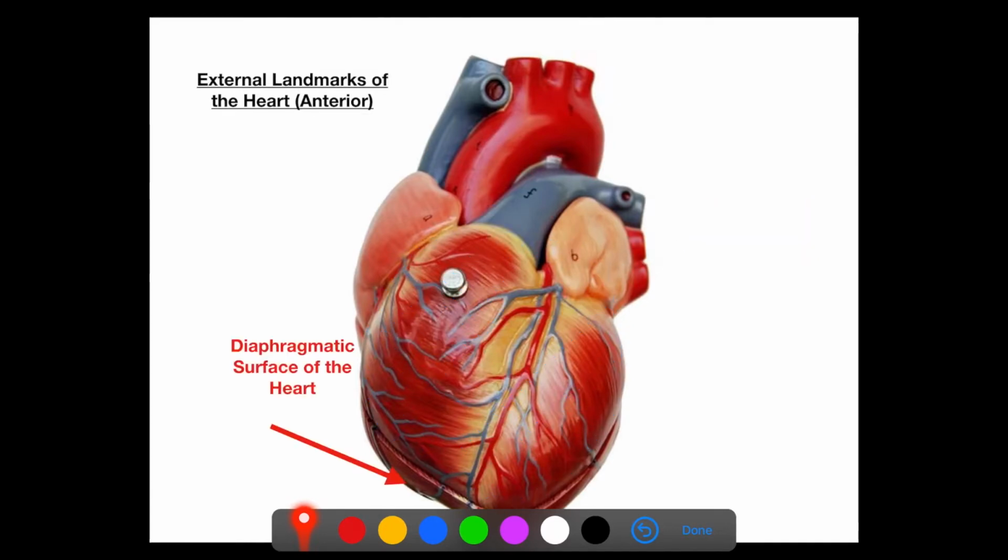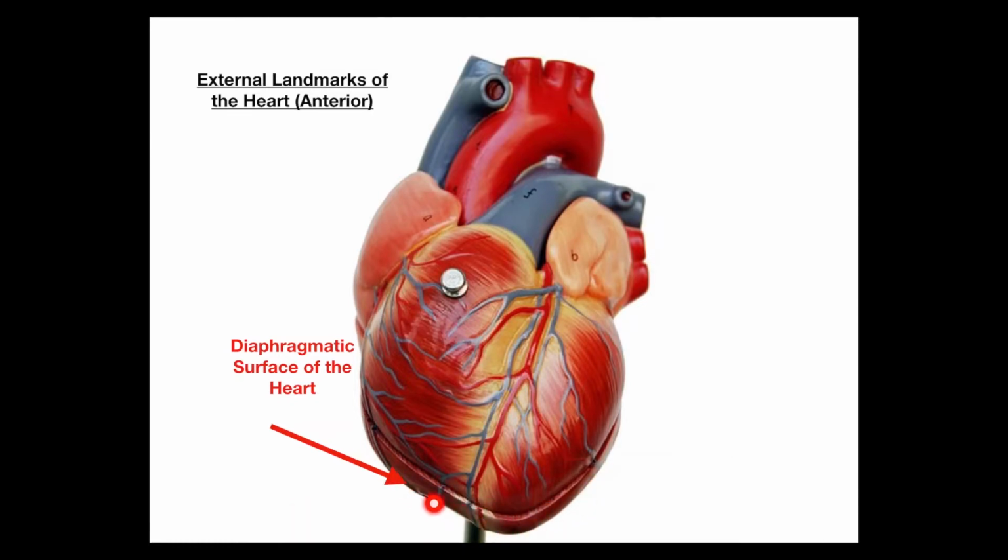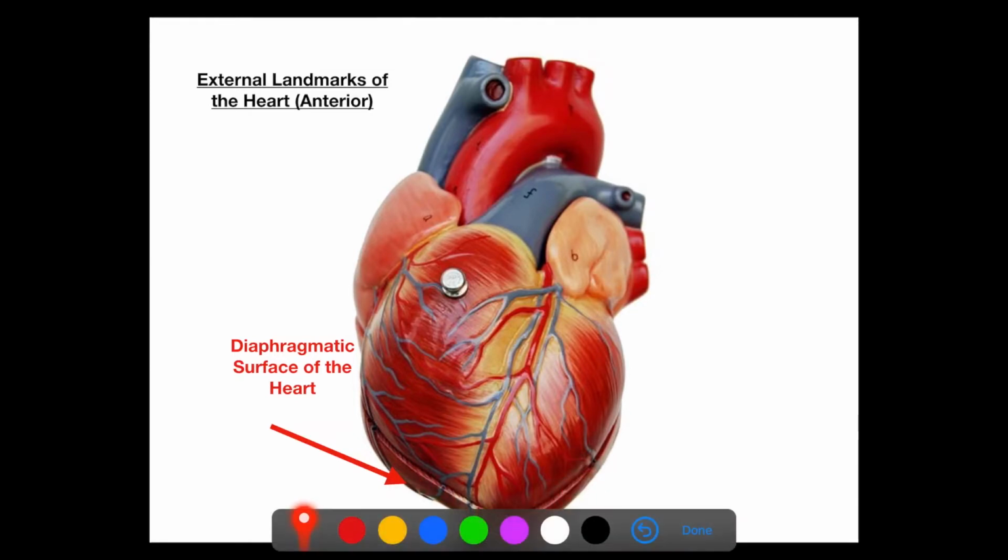The next surface we need to know is the diaphragmatic surface of the heart. Now don't be confused because it says diaphragmatic that it sits on top of the diaphragm, because it doesn't. The lungs do. But this is the surface closest to the diaphragm compared to any other surface located on the heart. So the inferior portion of the heart is called the diaphragmatic surface of the heart. And you can call it either inferior surface or the diaphragmatic surface of the heart.